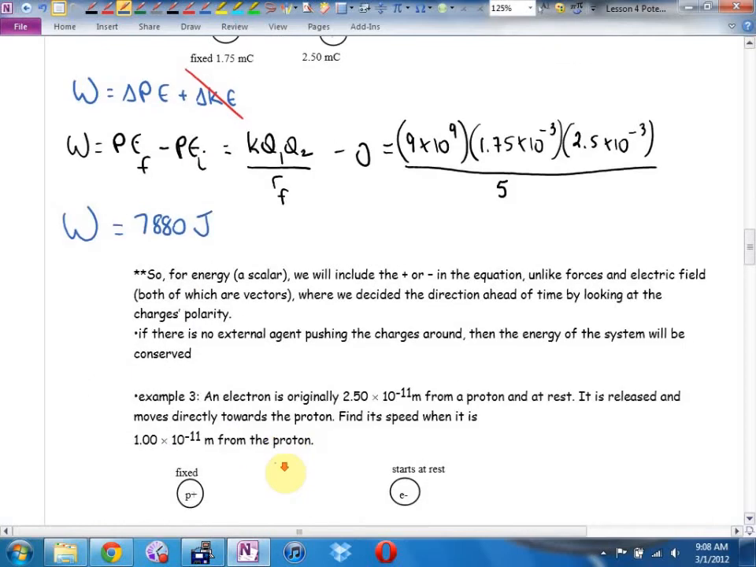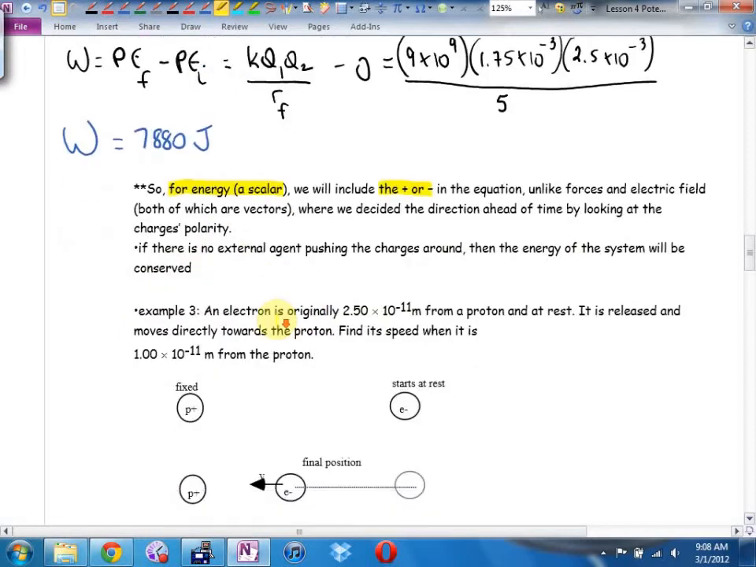So, for energy, a scalar, we will include the plus or minus. And what I remember is scalar signs. Put the signs in for the scalar. And I remember forces and fields, forget the signs. We'll write this down over the next couple of days. Unlike forces and electric field, both of which are vectors, where we decided the direction ahead of time by looking at the polarity, and so we didn't include them.